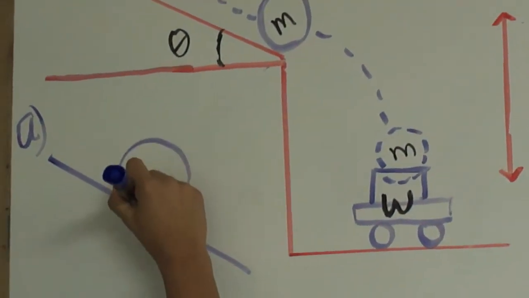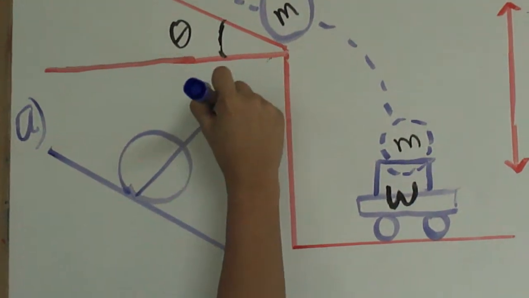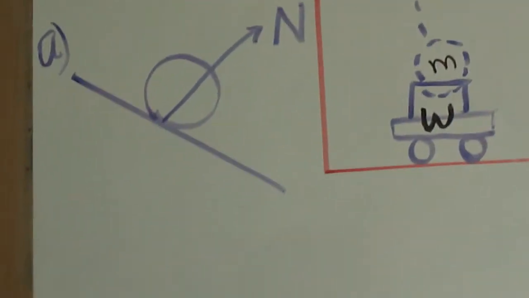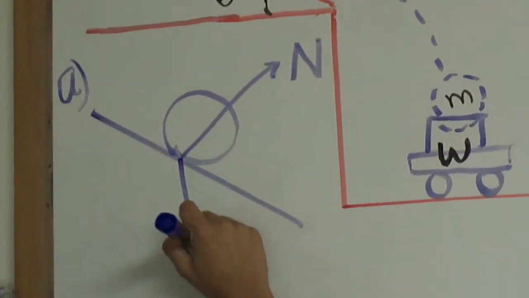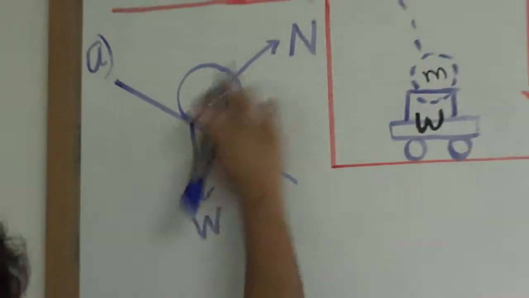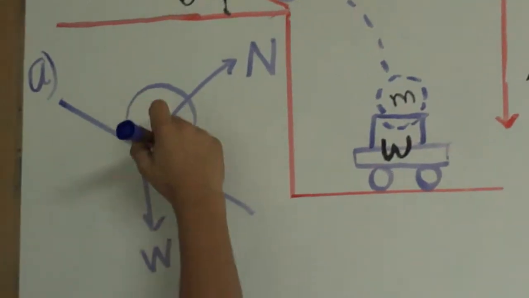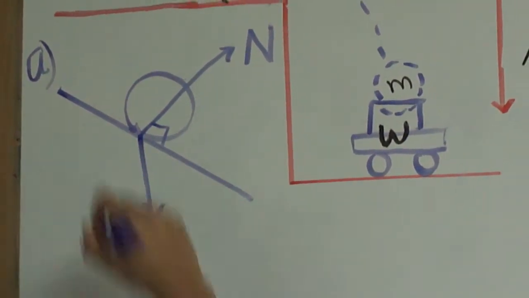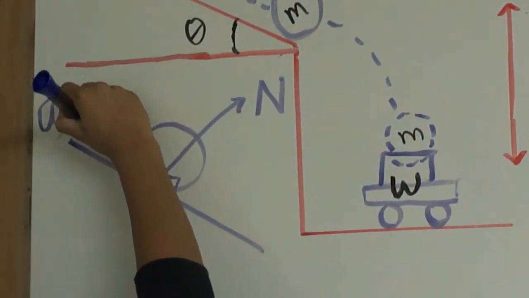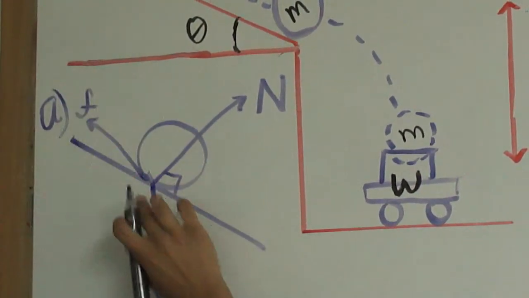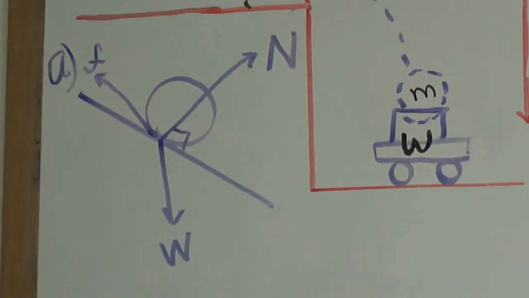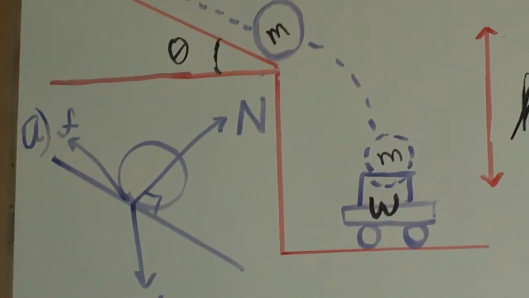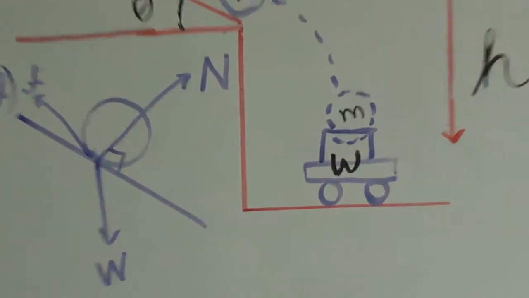There's the normal force, which goes from the bottom straight up, perpendicular to the slanted roof. There's the weight, which always goes straight down. And then there's friction, which opposes its motion, and that's from the bottom of the surface where the ball touches the slanted roof. So that's basically all there is to part A.